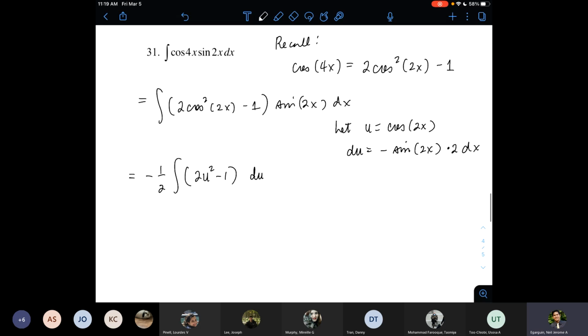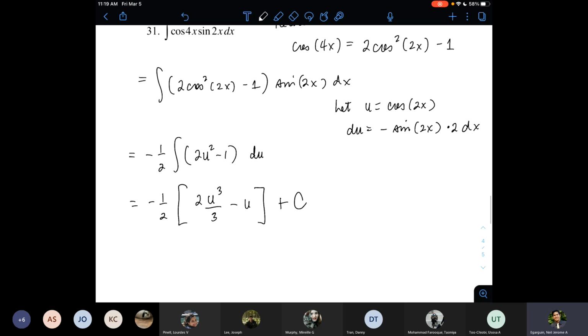Okay. So now we can integrate. So this would be negative 1/2 times 2u cubed over 3. Oops, I'm integrating already. That should have been a grouping symbol. Minus u plus the arbitrary constant c. Okay, is this fine?